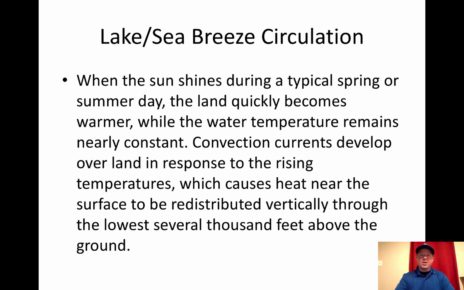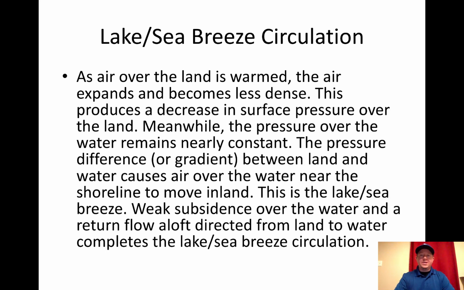When the sun shines during a typical spring or summer day, the land quickly becomes warmer while the water temperatures remain nearly constant. Convection currents develop over land in response to the rising temperatures, which causes heat near the surface to be redistributed vertically through the lowest several thousand feet above the ground. As the air over the land is warmed, the air expands and becomes less dense. This produces a decrease in surface pressure over the land. Meanwhile, the pressure over the water remains nearly constant.